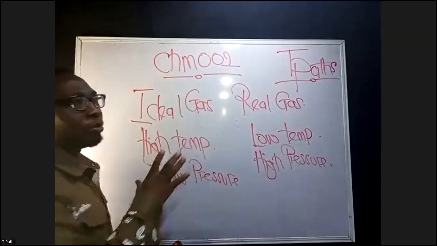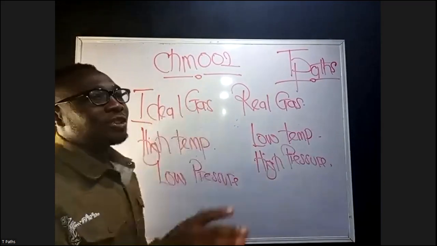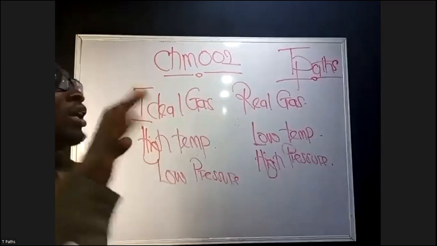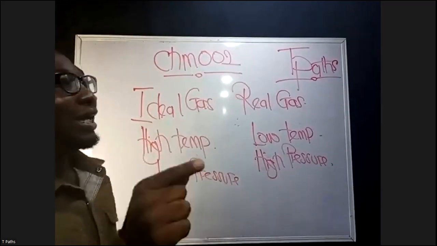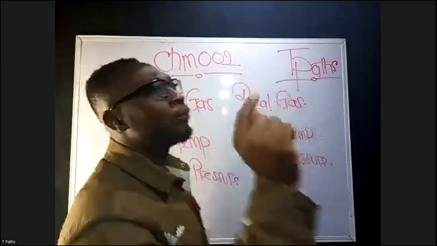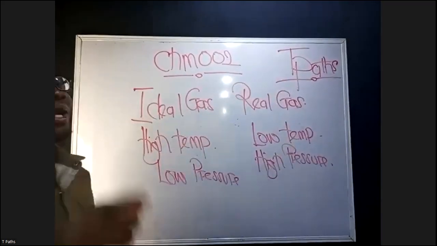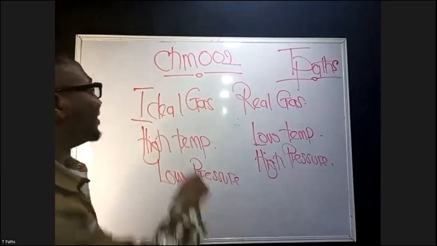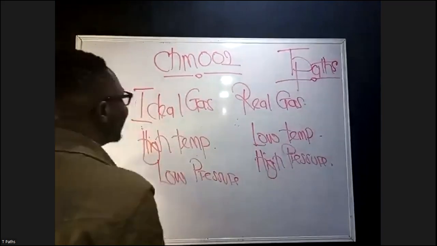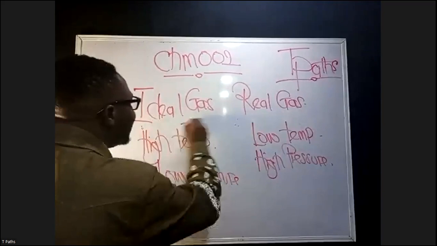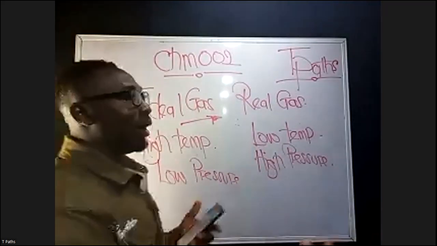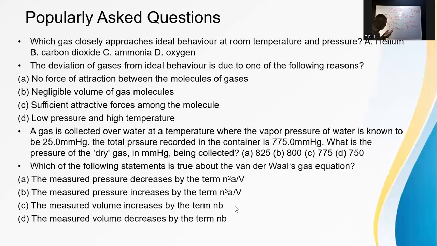I take that again. Under assumptions, we said that gases do not exert either attractive or repulsive force. So when a gas is exerting attractive or repulsive force, we can conclude that such gas is deviating from ideality. Please note that. So when we are saying attractive or repulsive force between gases, it's deviating from ideality. So you look at the options there.